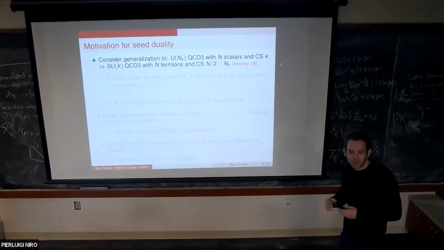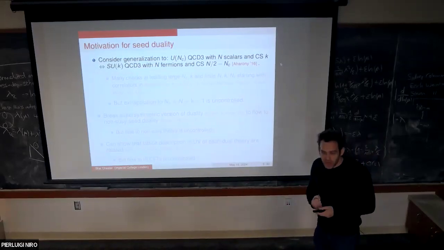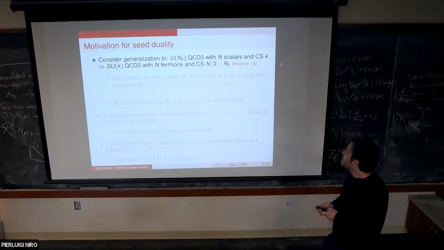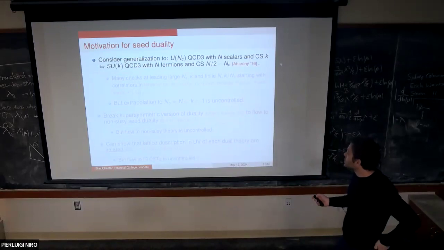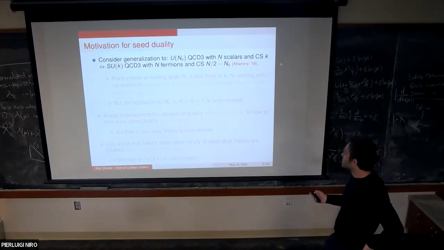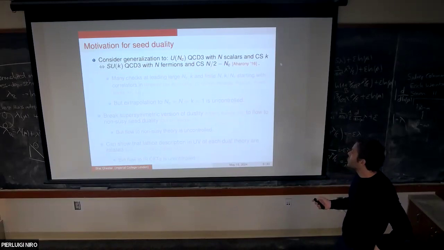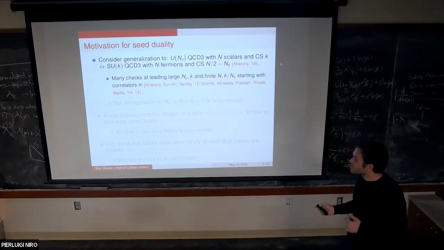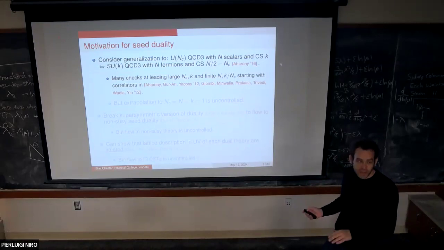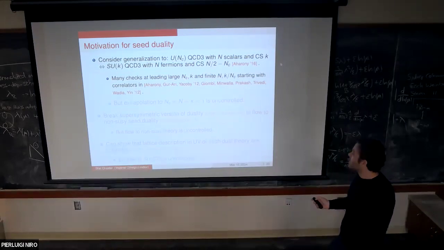So because we can't do lattice simulations, instead people have tried to find evidence through other means. One thing you could do is consider some generalization where you have QCD3 with N_c colors, N_f scalars, Chern-Simons level K. And this was proposed to be dual to this other variation of QCD3. This is by Aharony back in 2016. And then in this theory, in the large color and K limit with fixed ratio, you can actually do calculations. It becomes analytically tractable. And so people were able to check various dynamical quantities in this limit.